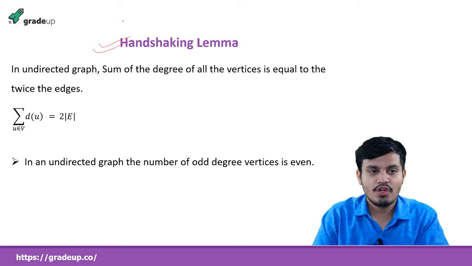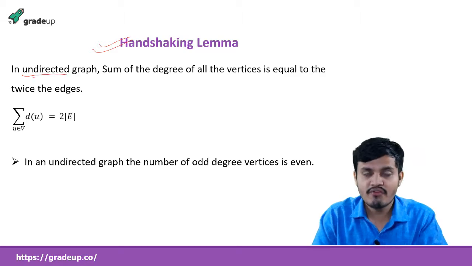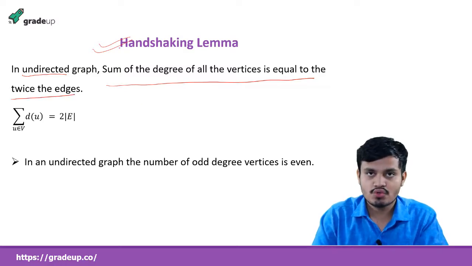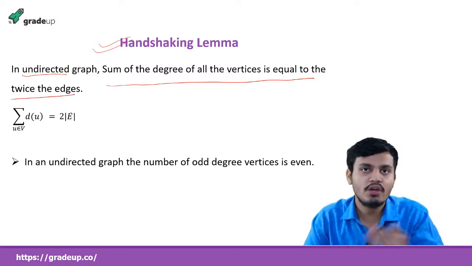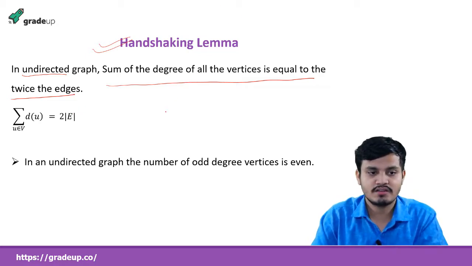Handshaking lemma. What it says is that in an undirected graph, the sum of the degrees of all vertices is equal to twice the number of edges. So it is saying the sum of all degrees of vertices. First, what is degree?